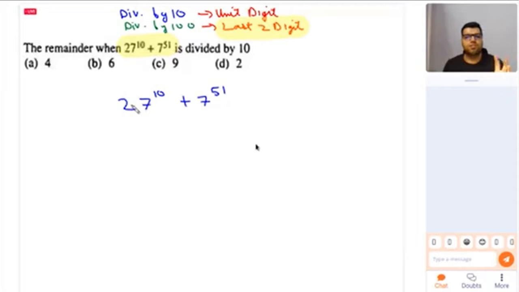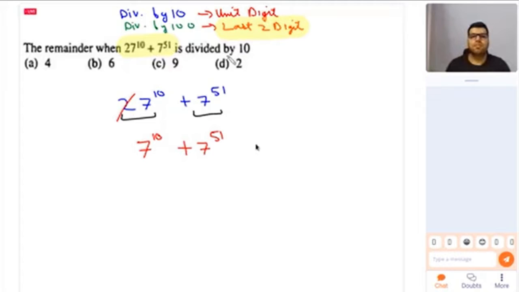So these are two separate numbers. For the base, you will delete all the digits except the last digit. So you will cut out all the digits except the last digit. So we are remaining with 7 raised to power 10 plus 7 raised to power 51. Similarly, with the power, we just have to take the last two digits and the rest of the digits can be cancelled. So already we have just two digits: 7 raised to power 10, 7 raised to power 51.